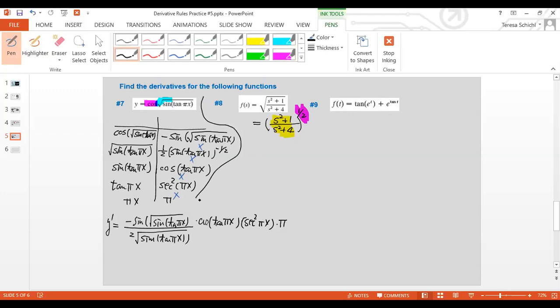Okay, so we can separate that. So f prime, what you need to do, you need to use the 1/2, right? Use the power rule first. So this is x squared plus 1 over x squared plus 4 to the negative 1/2, right? Okay, so you use the power rule. Then what you need to do, you need to times, right? You need to take the derivative of inside. So what rule am I using for the inside here? Inside is the quotient rule, right? So let's do the quotient rule.